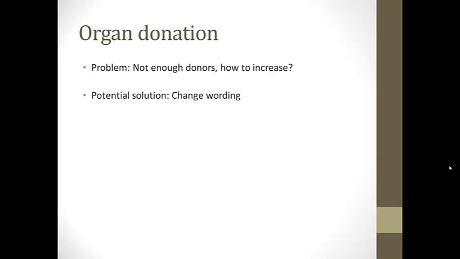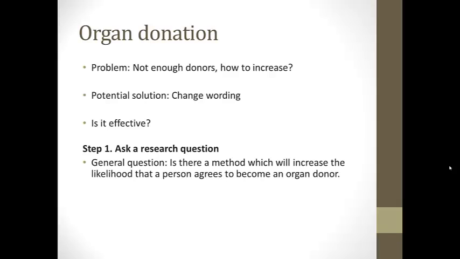One potential solution would be to change the way we ask people to be organ donors on their driver's license application. If we change that wording, then the researchers are going to want to know, well, is that effective? Is that any different than what we had with the old wording? So the researchers asked a question. Is there a method which will increase the likelihood a person agrees to become an organ donor?